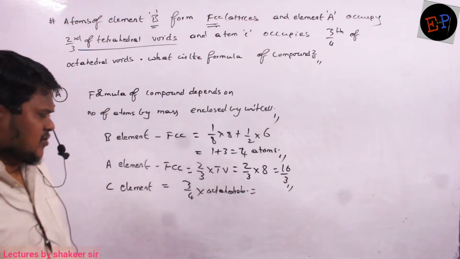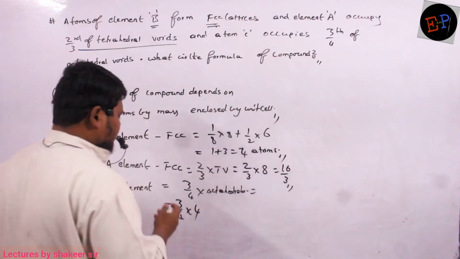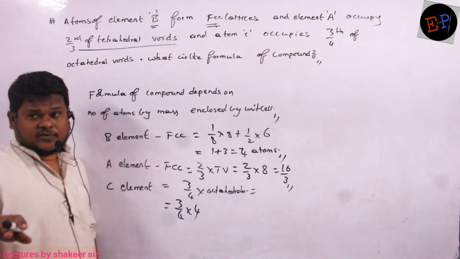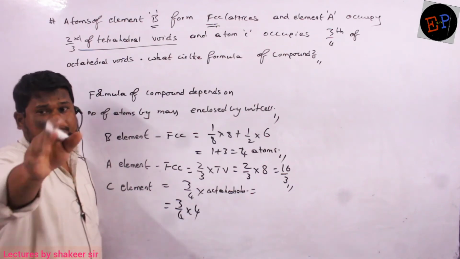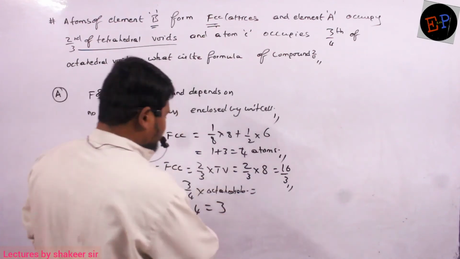FCC octahedral voids, 4 only, correct. So 3/4 of 4. That's all, no? So octahedral voids in FCC, they are 4, and they are 6 in HCP, hexagonal close packing. 4 is correct. Clear? So total how many? 3.